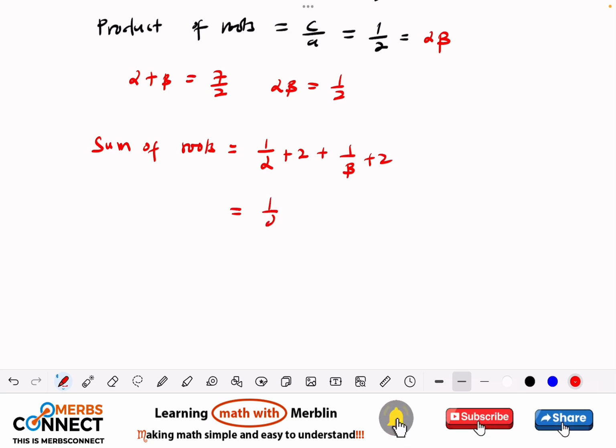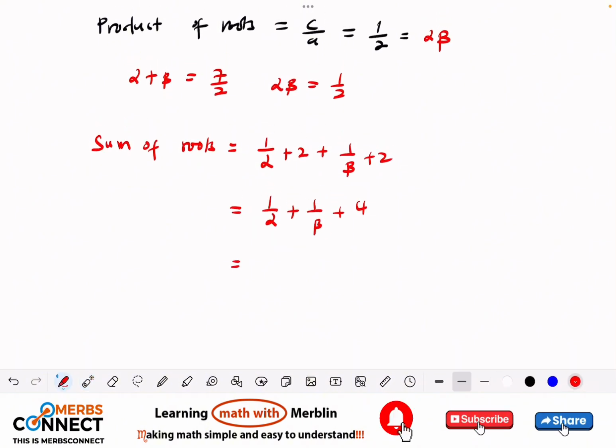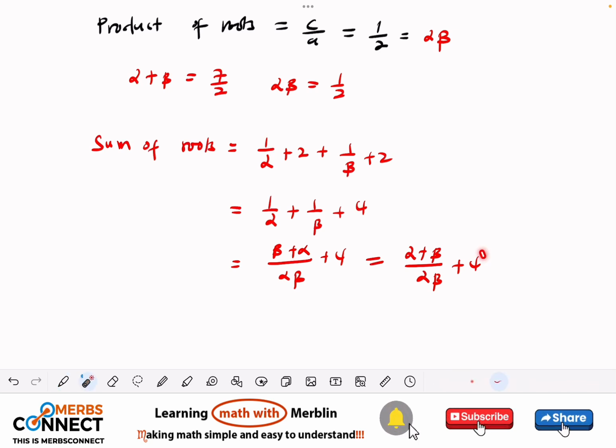So let's sum this. I'll have 1 over alpha plus 1 over beta, and 2 plus 2 is 4. So let's try and find the LCM here so that we can simplify this. When I find the LCM, this will be alpha beta. Alpha goes here, it will leave beta, so the top will be beta plus alpha, plus 4. This is the same as alpha plus beta divided by alpha beta, plus 4. Good. So this is what we are going to get at the end of the day, right?